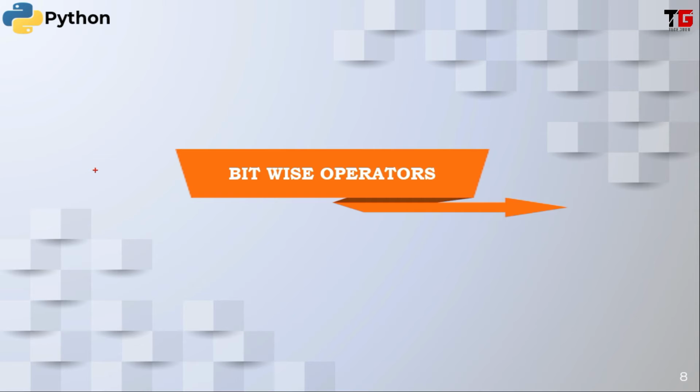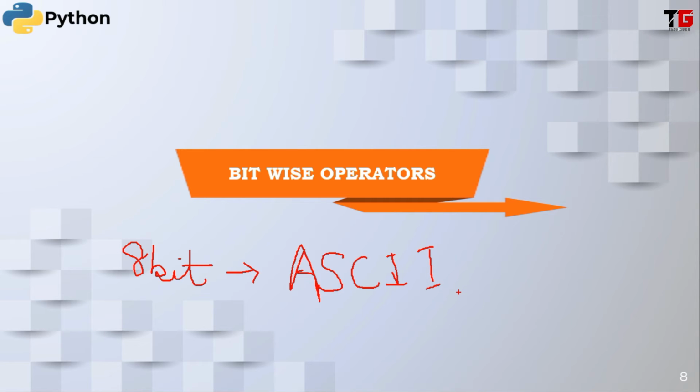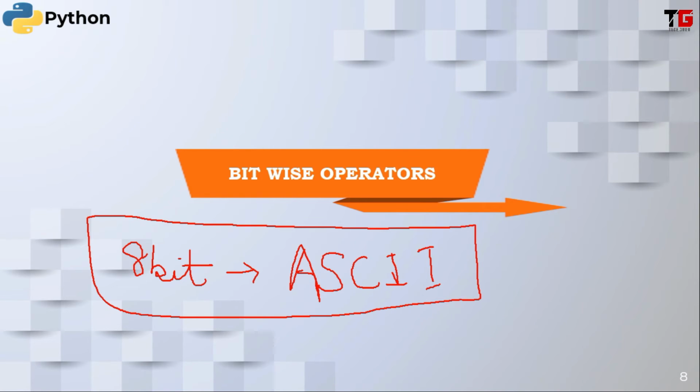Friends, when we see our keyboard, there are so many symbols, alphabets and numbers available. When we press any key, the computer generates an 8-bit code corresponding to that number or alphabet. That 8-bit code is known as ASCII code, American Standard Code for Information Interchange. So friends, every number, every symbol, every alphabet has an ASCII code associated with it. Alright, and bitwise operators work on these binary codes.